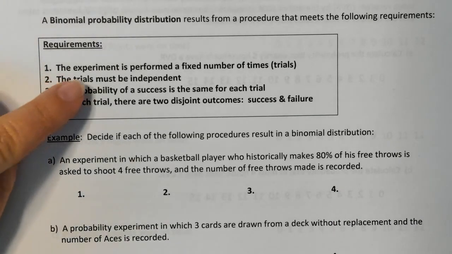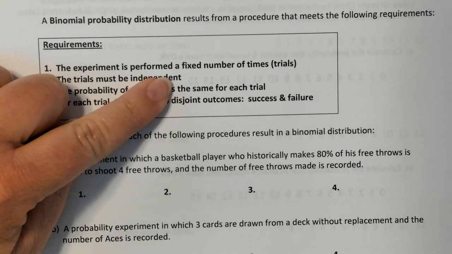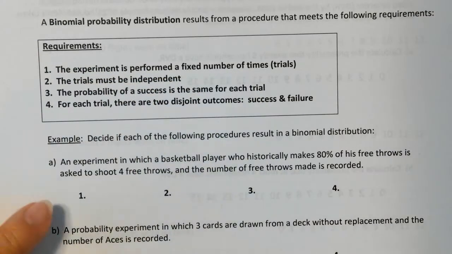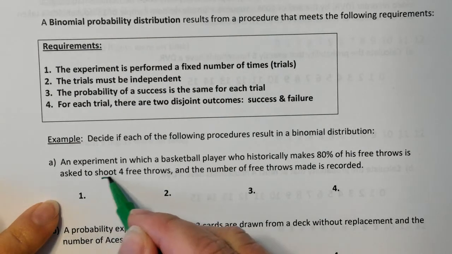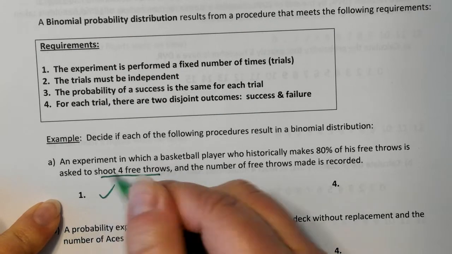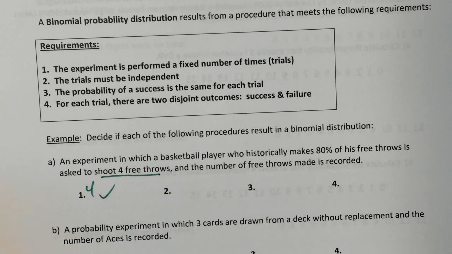Okay, so number 1, the experiment is performed a fixed number of times or trials. Yes, this is, because they said he's going to shoot 4 free throws. So yes, he shot a specific number of times. We knew ahead of time how many times it was going to be. It was going to be 4. That's a set number of trials.